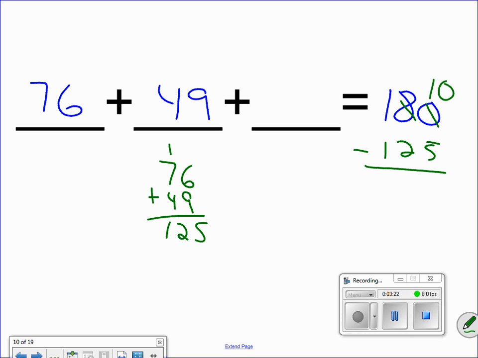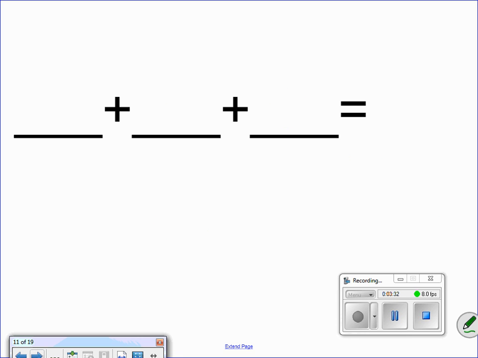I have to borrow here. Better take my time so I don't get any wrong. It's 55. So my missing angle would be 55, or my missing number. Let's see if I have any more examples. Let's do another one together.